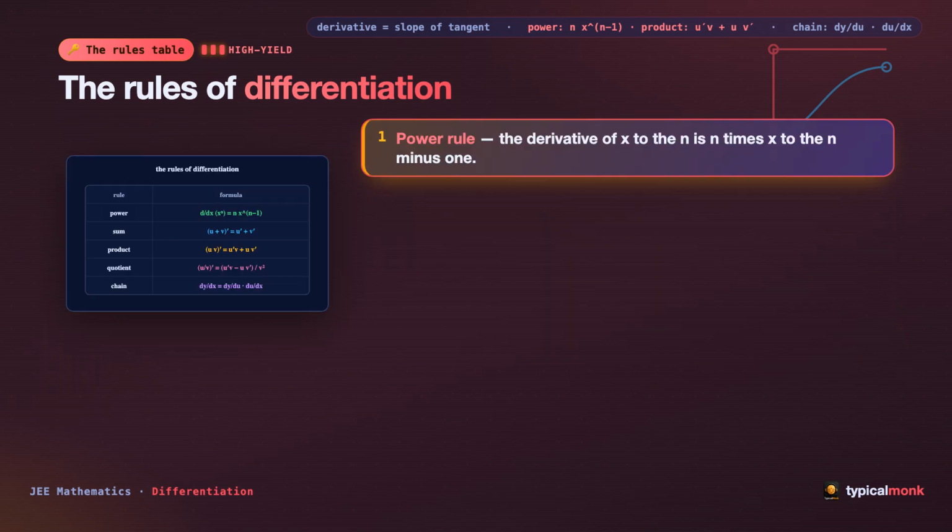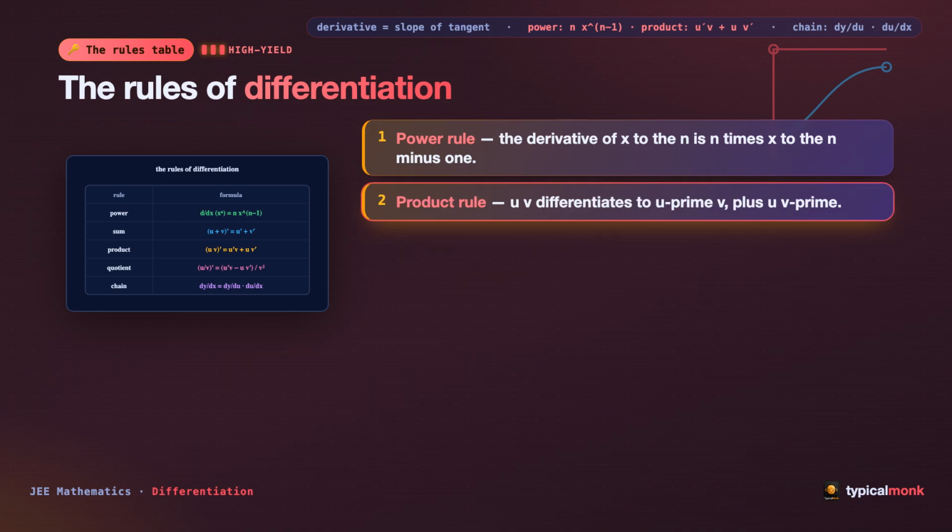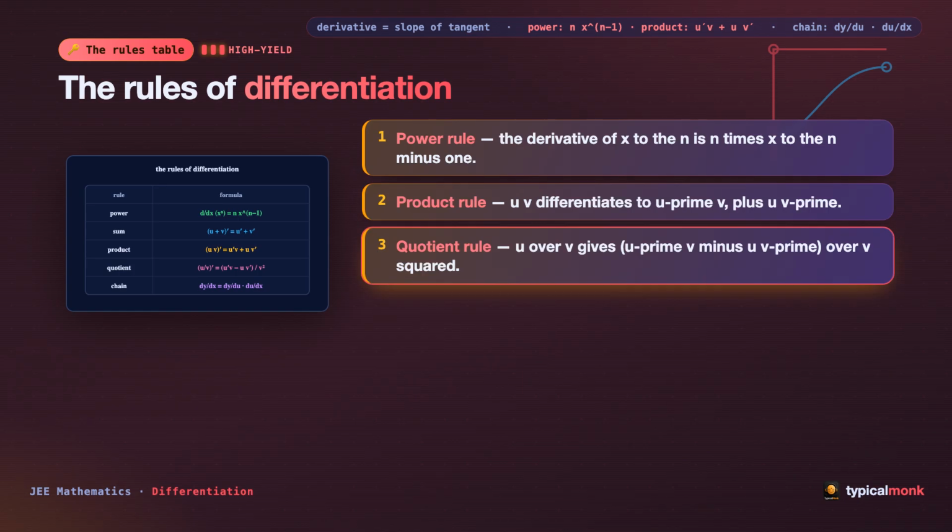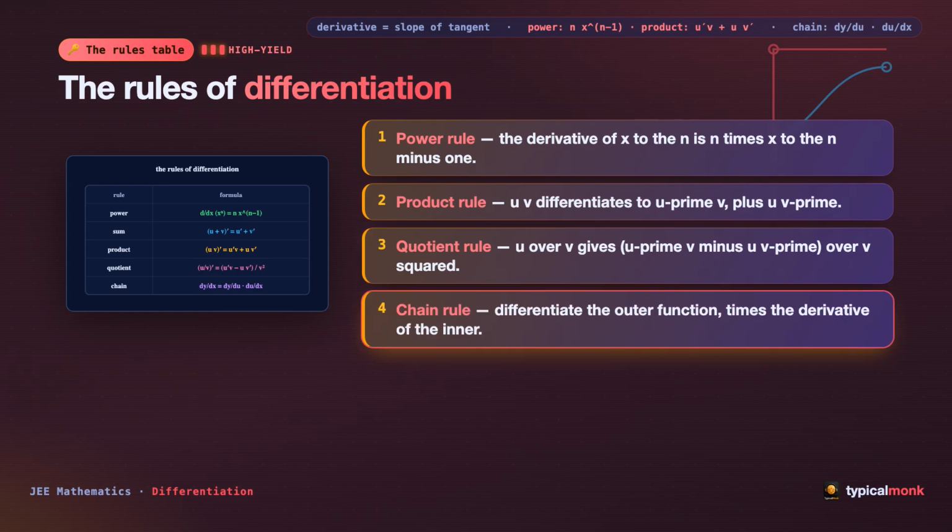Now, look at the picture. The rules, gathered in a table. The power rule: the derivative of x to the n is n times x to the n minus 1. The product rule: uv differentiates to u prime v plus uv prime, never the product of the two derivatives. The quotient rule: u over v gives u prime v minus uv prime over v squared. The chain rule: differentiate the outer function and then multiply by the derivative of the inner.